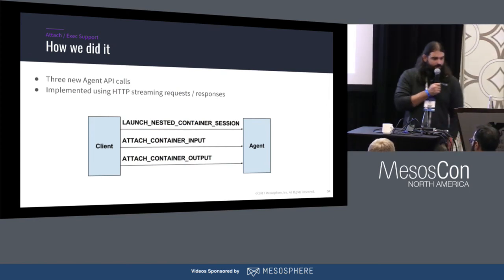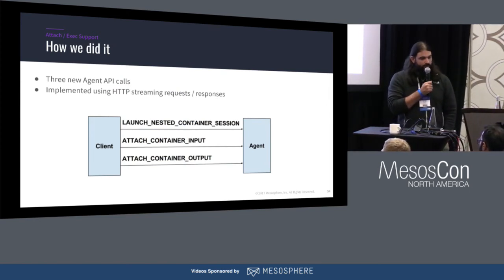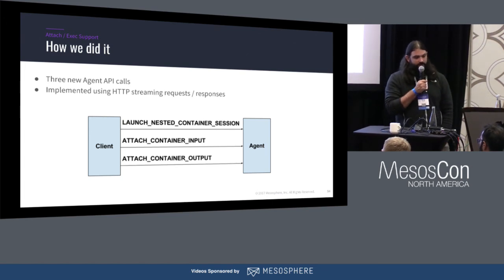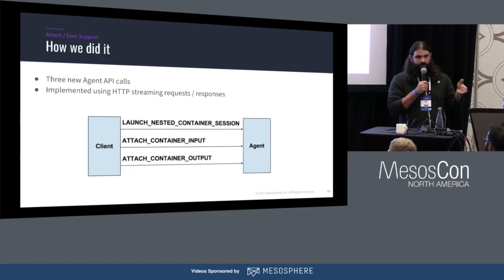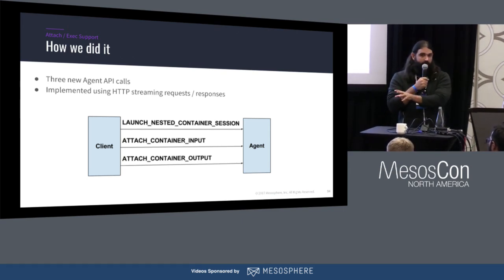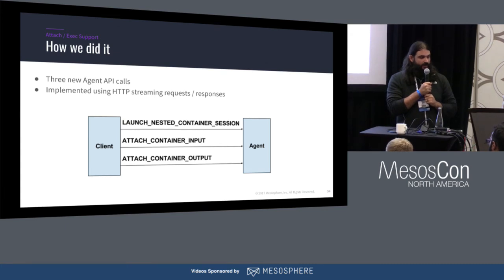And what the API calls actually look like are this. There's three calls. One of them is called launch nested container session. The purpose of that is you pass it your task ID and you tell it what new command you want to run inside that. It then launches the new nested container inside your container on the agent, and it sits there waiting for the next command. And so the next command that you want to be able to send it is container input. So you can start streaming your input into that container. Now, the third one we have is called attach container output.